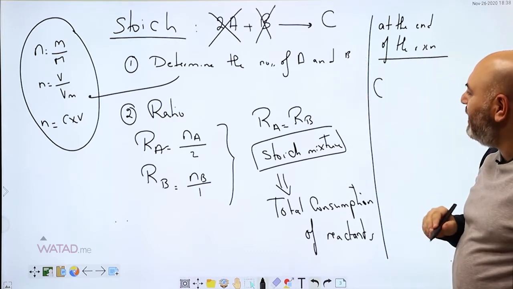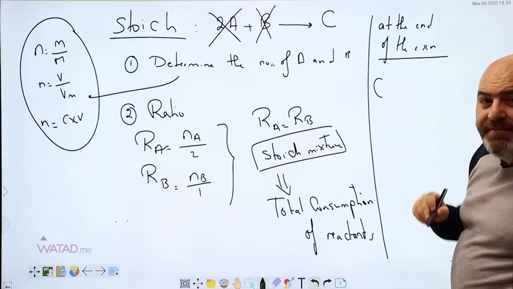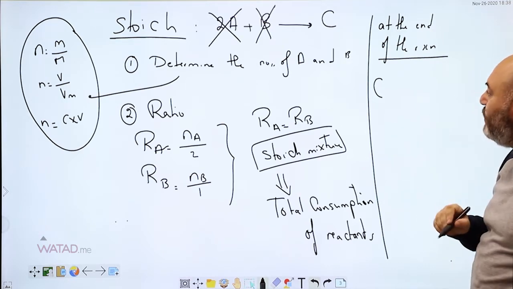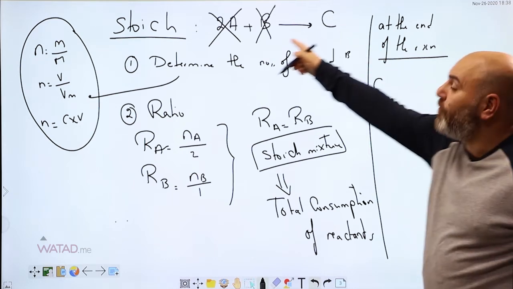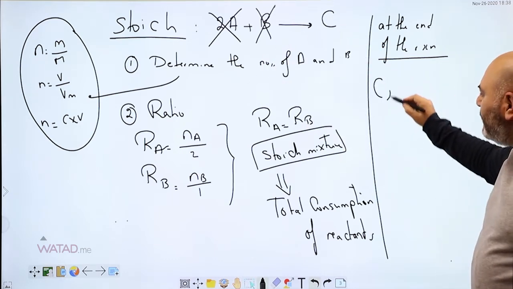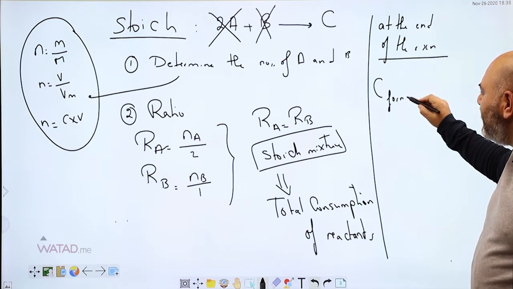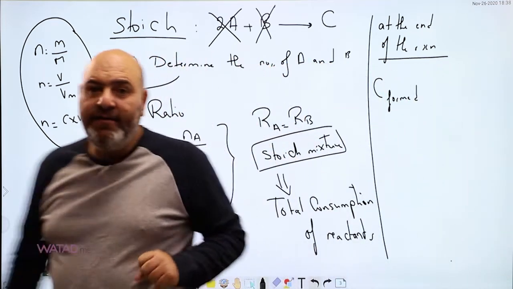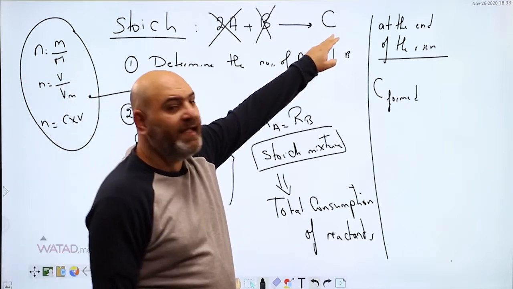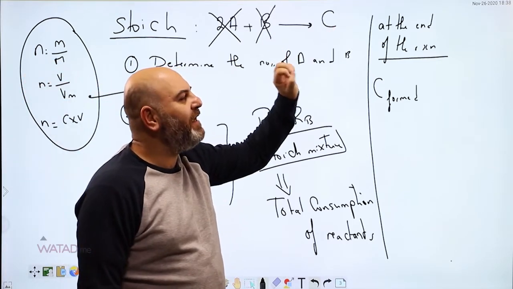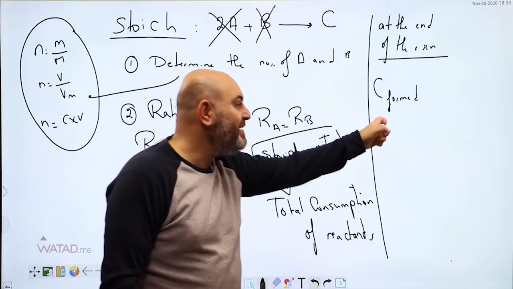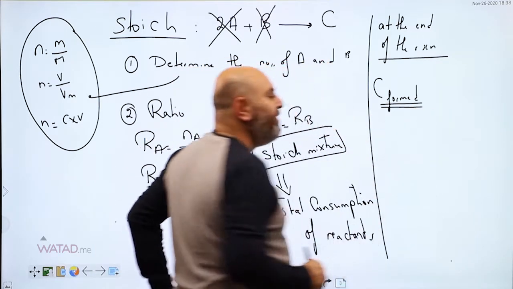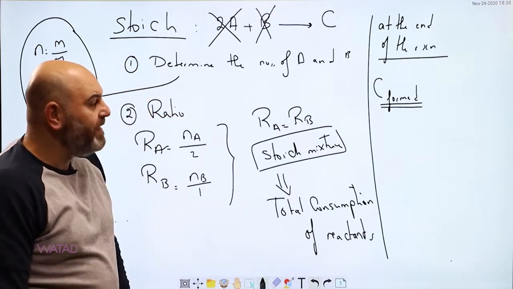But please, it is not enough to say C. We must understand the expression that we will use. C is a product. A product, we will use with it the term formed. This implies that at the end of the reaction, we have C, but it is not enough to mention C. We mention C formed, and this is the first term today. Formed is used for a product.